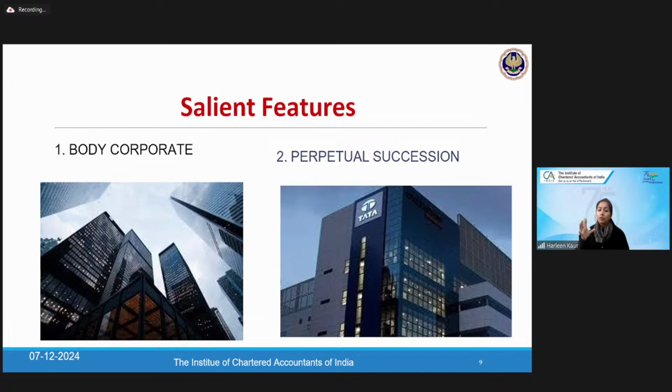Body corporate means it is a company incorporated in India, and body corporate also includes a company incorporated outside India. So if you have formed a company in Dubai and it has a place of business in India, that is also a body corporate. So body corporate is a large word which means a company incorporated in India as well as outside India.